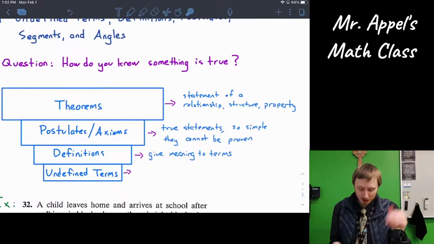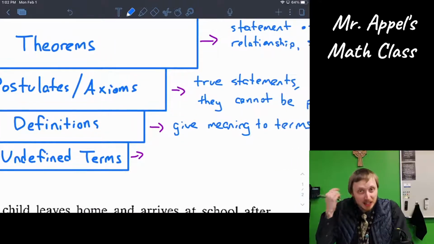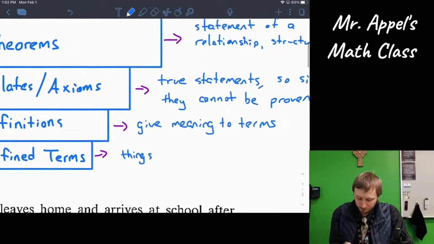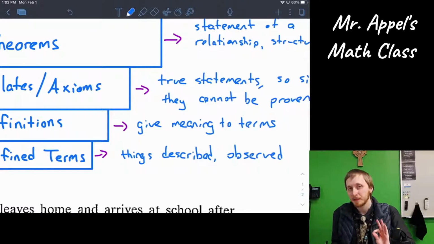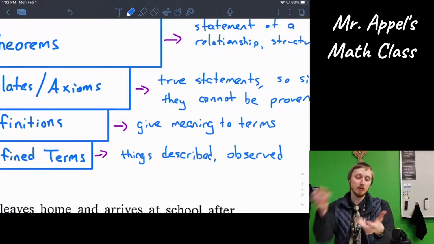English might be okay with that. In mathematics, we are not. We say we need a starting point. So we have decided on some undefined terms. These are things described, observed, but they are not defined. They just are. And we say you have to start with this and accept that I can talk about it.